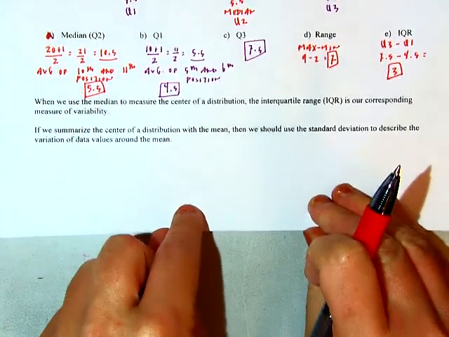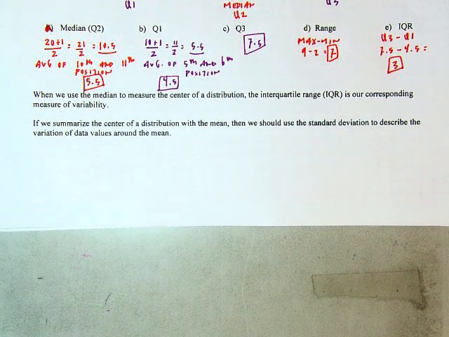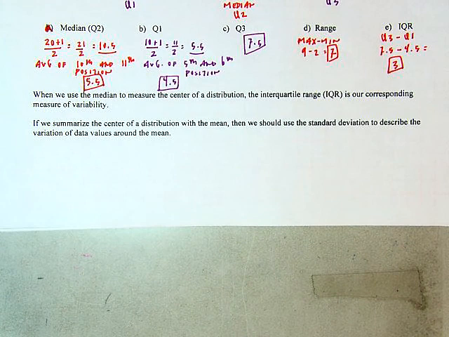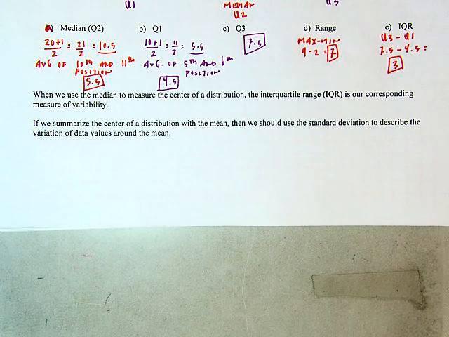Okay, so we should know how to find the median, the quartiles, the range, and the IQR when we have odd data and even data. Another thing to point out: when we use the median to measure the center of the distribution, the IQR is our corresponding measure of variability. So it goes hand in hand. If the median is our center, we use the IQR to describe the spread.